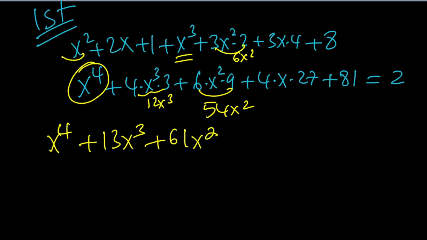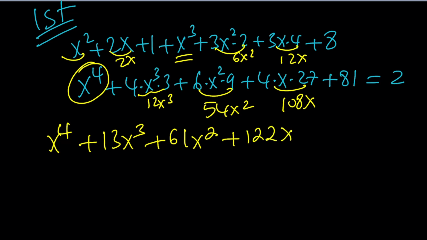And then we have x terms. This is going to be 108x. This is 12x. And this is 2x. So if you add those up, I don't think we have any other x terms. 108 plus 12 is 120, so 122x. Interesting, because 61 times 2 is 122. I don't know if that's going to help us, but it's just a fact. And then we have the constants: 1 plus 8 is 9, and 9 plus 81 is 90. And of course, we have the minus 2 because we have to subtract 2. That's going to give us 88 on the left-hand side, and we set it equal to 0.